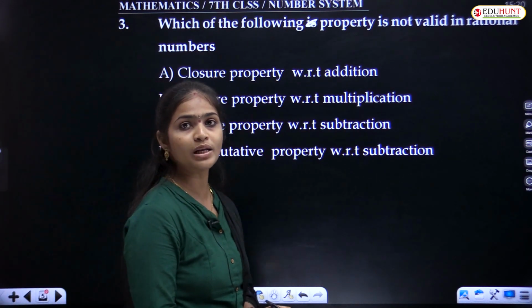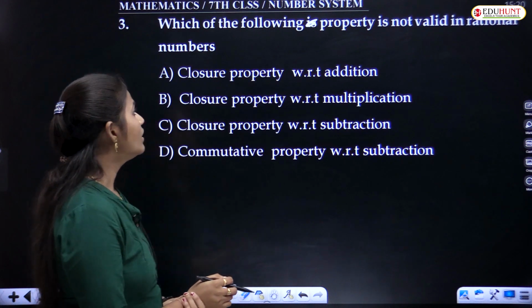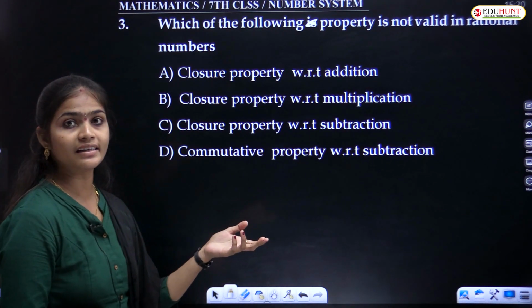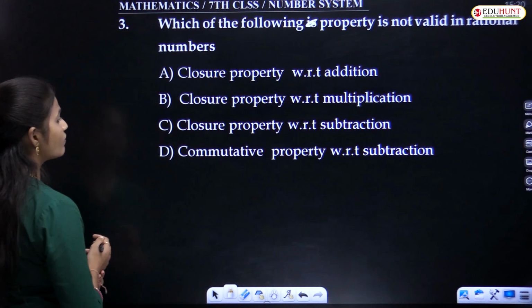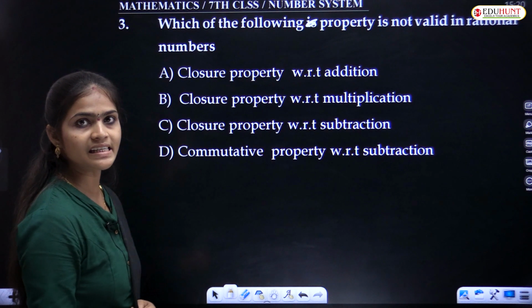We already discussed the properties of rational numbers. So in rational numbers, which property is not valid? Which one is not valid? Let's look at the first option here: closure property with respect to addition.